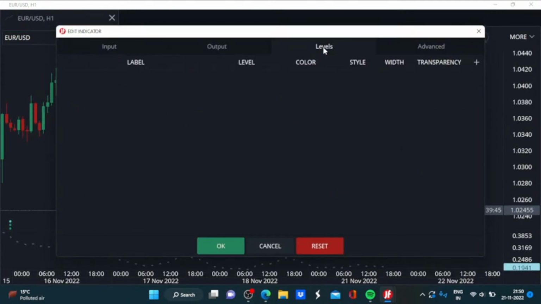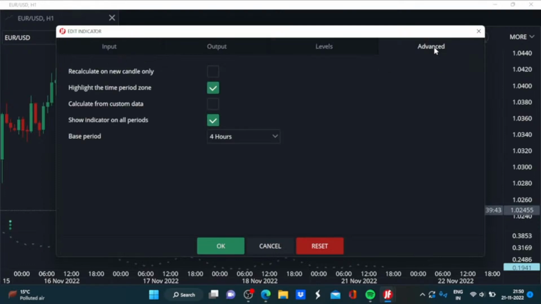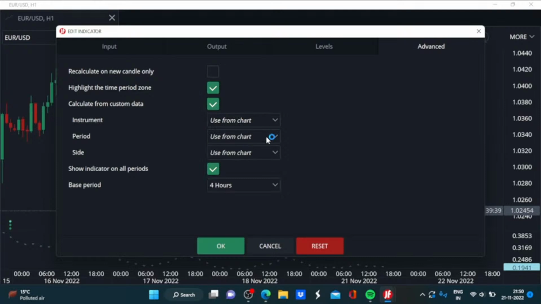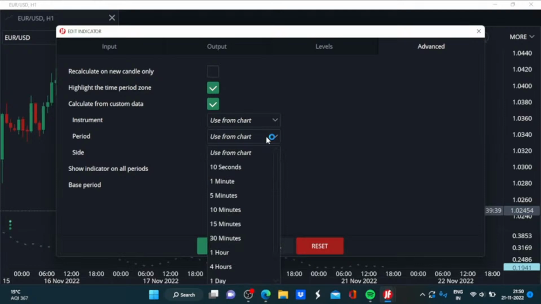Coming to this advanced editing option again, toolbox. Same thing you can do with the candle period. You can use it from the chart, whatever is the chart candle period. You will have this indicator calculated for that candle period. But if you want to use another candle period independent of the chart, that can also be done.